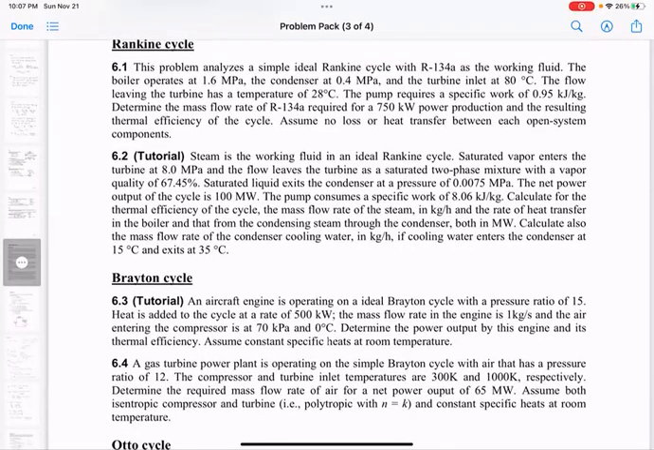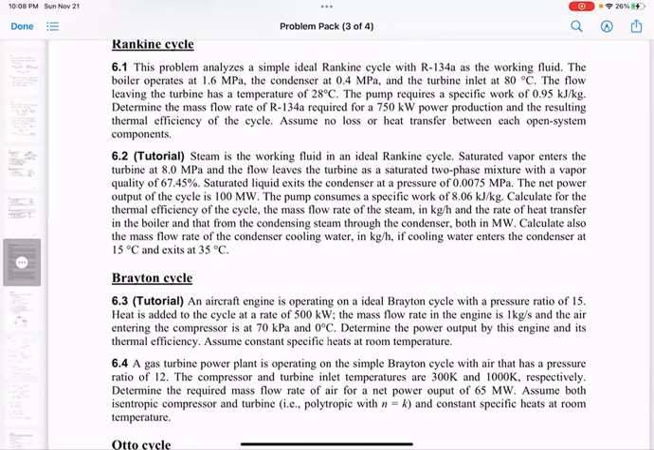6.2. Steam is the working fluid in an ideal Rankine cycle. Saturated vapor enters the turbine at 8 megapascals, and the flow leaves the turbine as a saturated two-phase mixture with a vapor quality of 67.45%. Saturated liquid exits the condenser at a pressure of 0.075 megapascals. The net power output of the cycle is 100 megawatts, and the pump consumes a specific work of 8.06 kilojoules per kilogram.